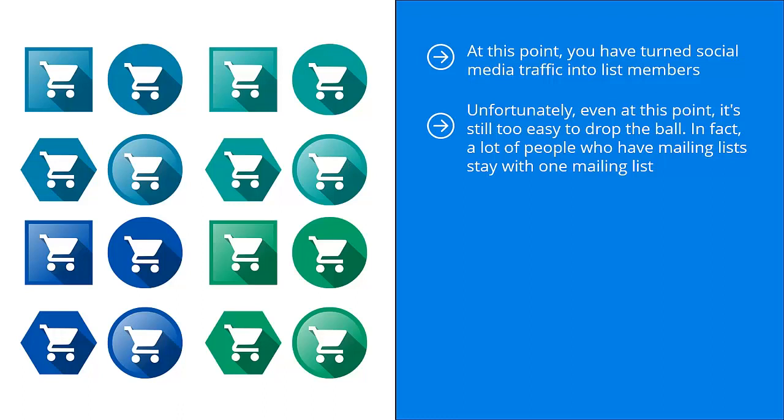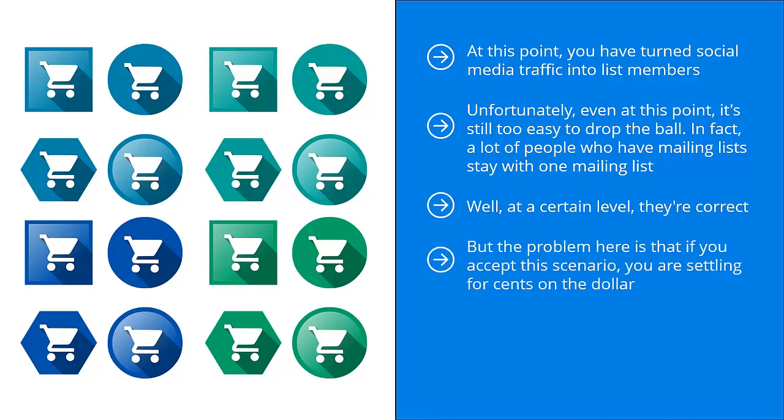In fact, a lot of people who have mailing lists stay with one mailing list. They think that as long as people who visit their blog sign up to their mailing list, they're good. Well, at a certain level, they're correct. A certain percentage of those list members will buy affiliate products that you promote on your list. A certain fraction of your mailing list will buy your original products. Some may even visit your online store and buy merchandise. But the problem here is that if you accept this scenario, you are settling for cents on the dollar.